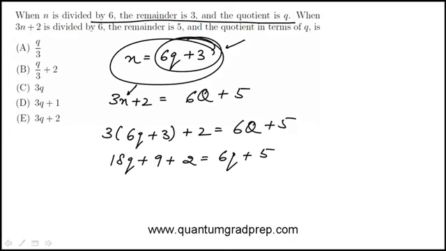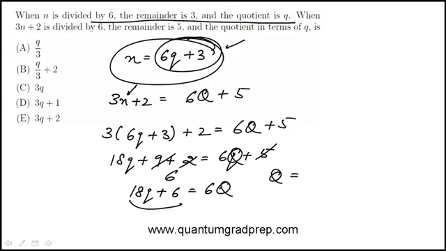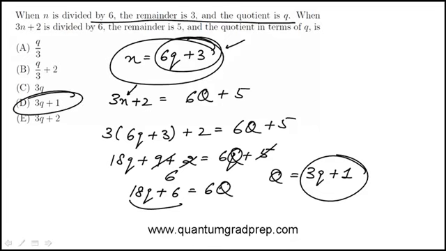I can subtract 5 from both sides. 11 minus 5 is 6. So I get 18q plus 6 is 6Q. Actually, this should be capital Q. And then divide throughout by 6. I have to divide each term by 6. I get this new quotient becomes 3q plus 1, which is exactly what we needed. So to recap, the answer is D.